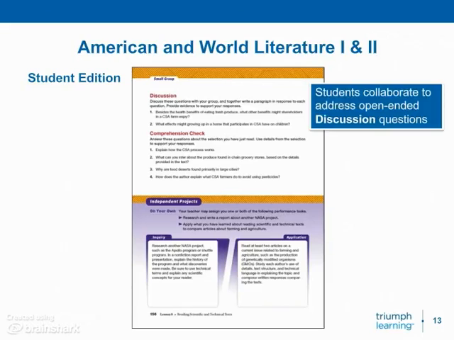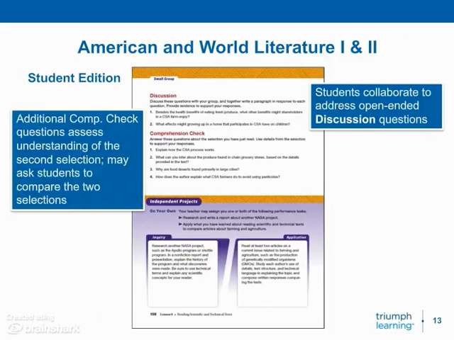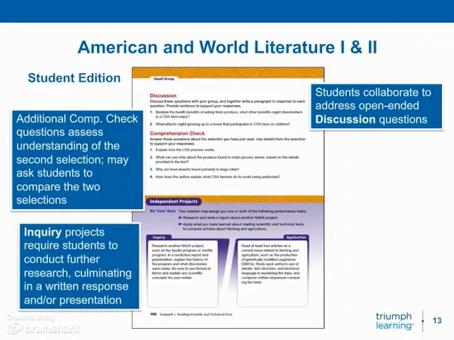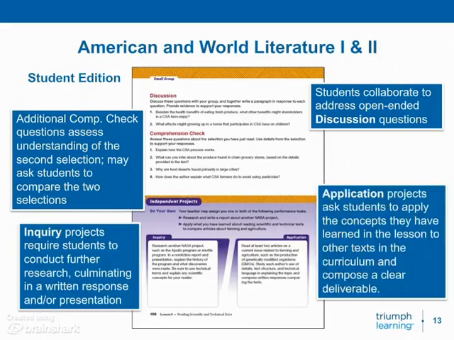Students will collaborate to address open-ended discussion questions. Additional comprehension check questions will assess students' understanding and analysis of the second selection as related to the Common Core state standards, and may even ask students to compare the two selections. Inquiry projects will require students to conduct further research, culminating in a written response and/or a presentation.